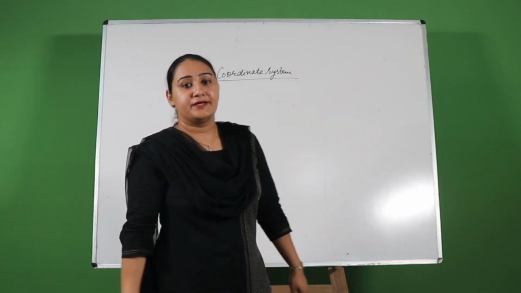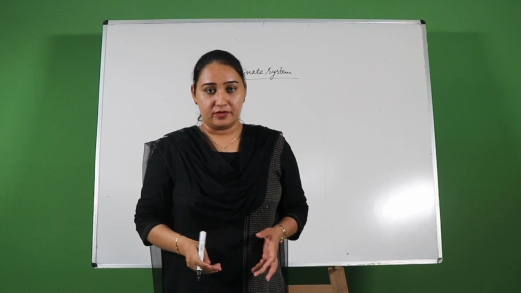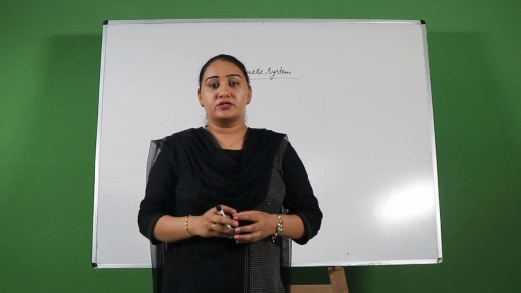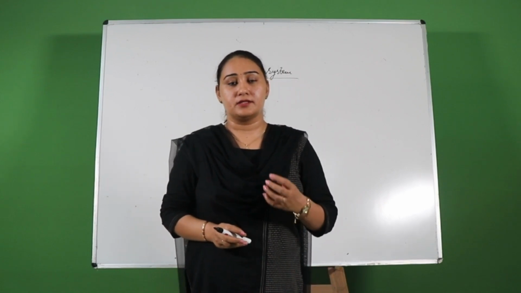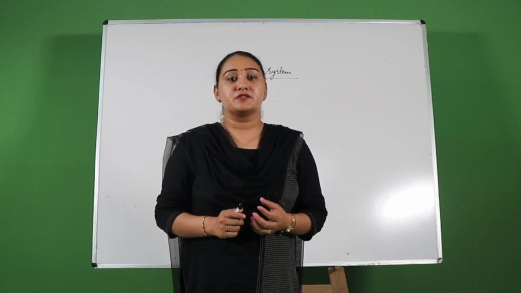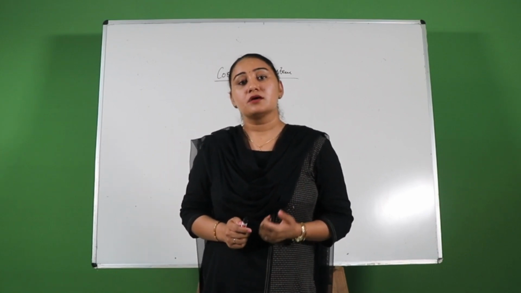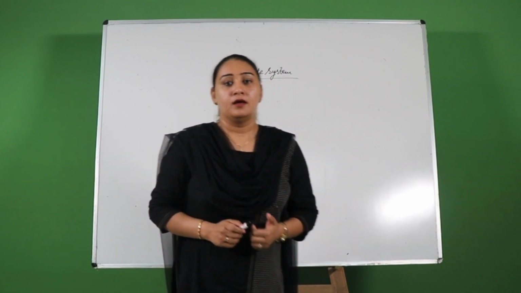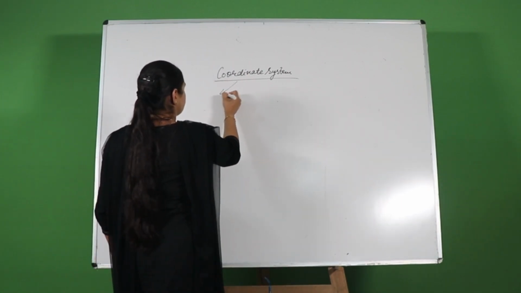So what is coordinate system basically? We have already studied about frames of reference. So the frame with respect to which the position of a particle is located, or its motion can be described, that frame is known as coordinate system. And there are three types of coordinate systems.